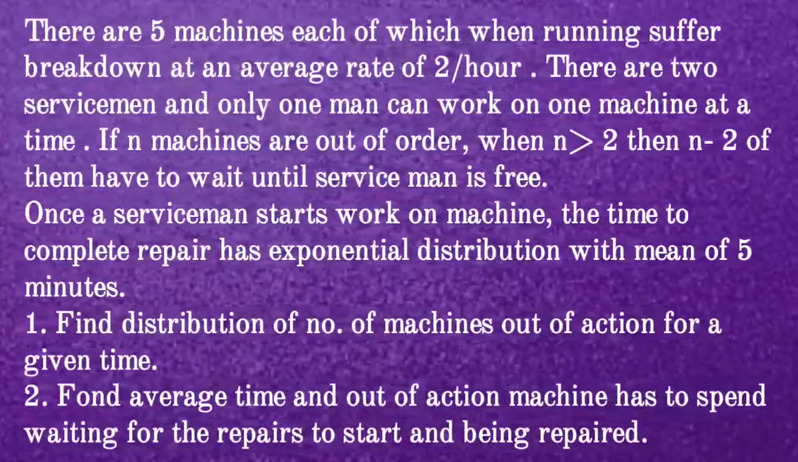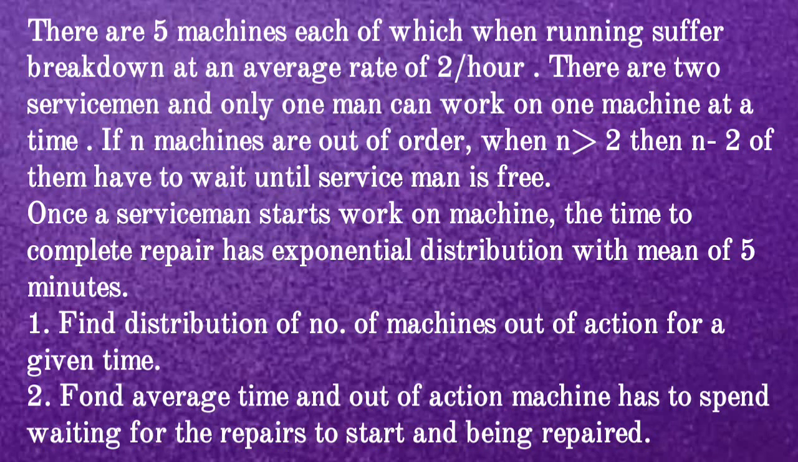Given question is: there are 5 machines, each of which, when running, suffers breakdown at an average rate of 2 per hour. There are 2 servicemen and only one man can work on one machine at a time. If n machines are out of order, when n is greater than 2, then n minus 2 of them have to wait until a serviceman is free. Once a serviceman starts work on a machine, the time to complete repair has exponential distribution with mean of 5 minutes.